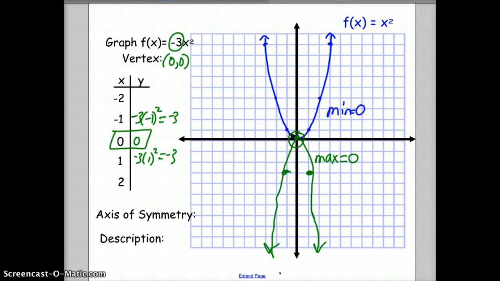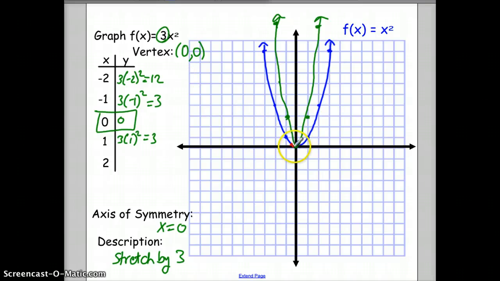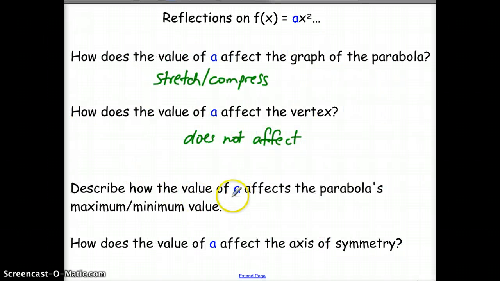All of these graphs have a minimum or a maximum based on which way they're facing. So if it's up like this, like a smile, it's going to have a minimum, and that minimum is right at that vertex. It's the y value of your vertex. All right, so we've talked about the minimum. Does a affect the minimum? Nope, it does not affect it because a doesn't move the graph up or down. How does the value of a affect the axis of symmetry? It doesn't. A does not move the graph right or left, so it's not going to change your axis of symmetry. All a does is stretch or compress the graph.